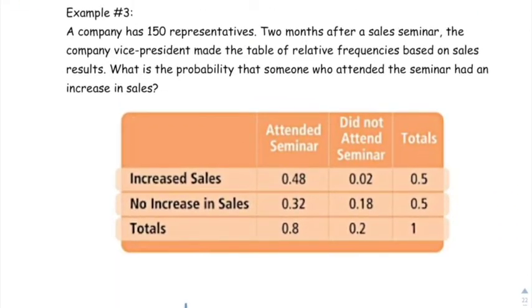All right, example 3. Really, once you start to get it, it's not too bad. There are 150 representatives total. 2 months after his sales seminar, the company vice president made the table of relative frequencies based on sales results. What is the probability that someone who attended the seminar had an increase in sales?